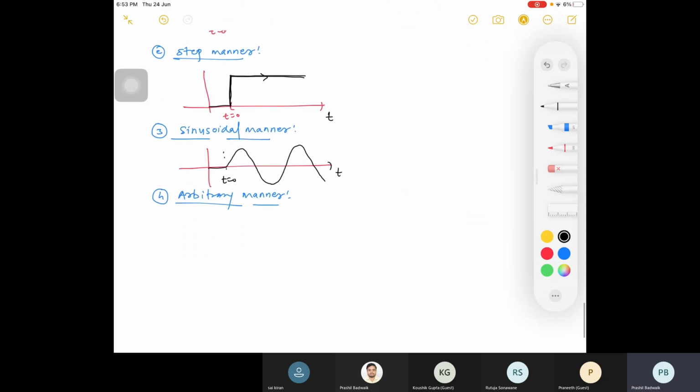I think I didn't try the sinusoidal manner at all, but this is a type you can use. Okay. And then the last one is your arbitrary manner. At time t is equal to 0, before that there was no tracer. You started putting some amount of tracer, you went to a maximum value, again decreased, again increased, in some random manner you are putting it. This is your arbitrary manner, right? So these are your types of injection. Okay, this is very important.